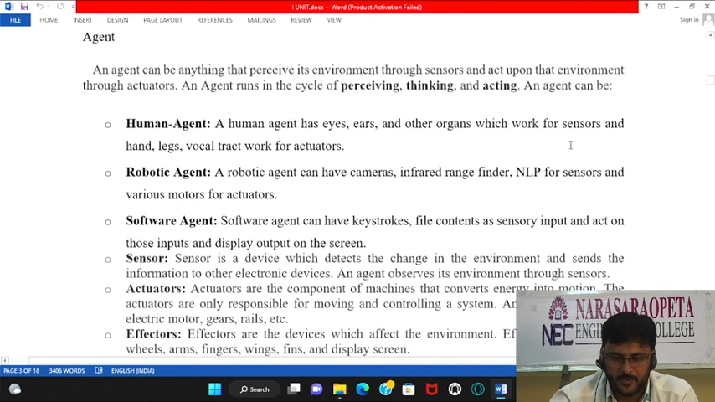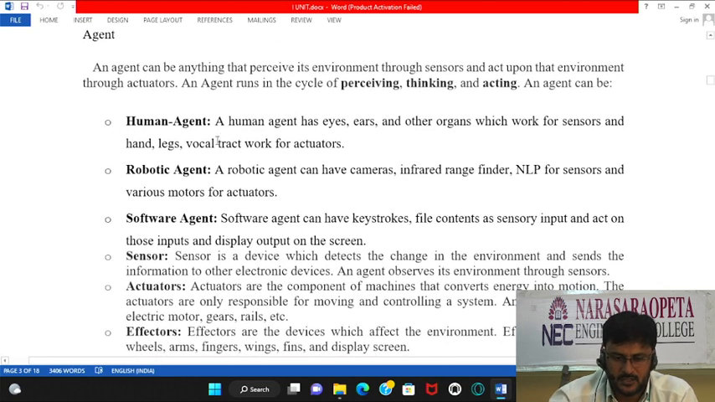An agent can be a human agent. What is a human agent? A human agent has eyes, ears, and other organs which work as sensors.